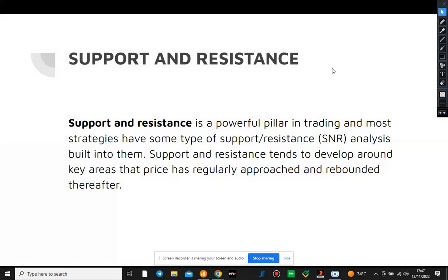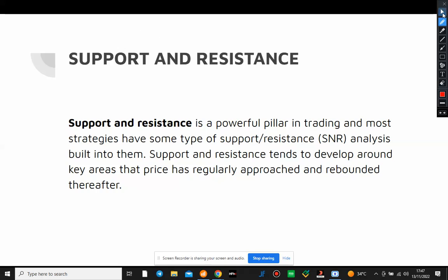Then the last one I would say is your entry level. Your entry level is very important. Now let's discuss what we mean by support and resistance. Support and resistance is one of the most powerful pillars in trading, and most strategies have some type of support and resistance analysis built in. Be it any strategy you are trading on, support and resistance must be built in. Support and resistance tend to develop around key areas that price has regularly approached and rebounded thereafter. Key areas of value.